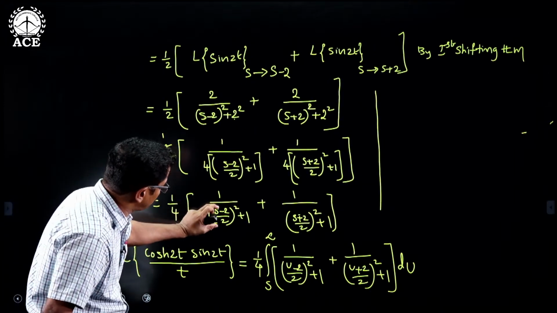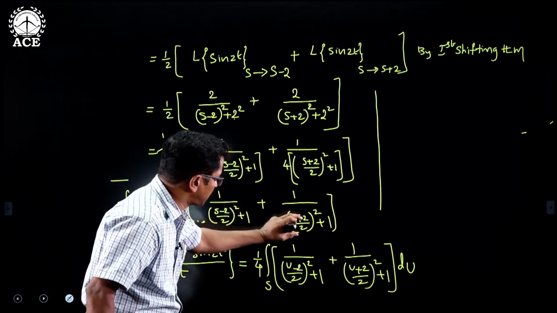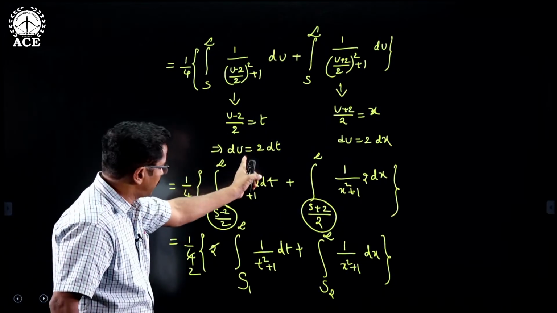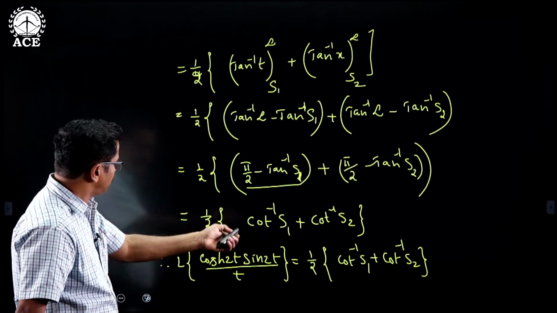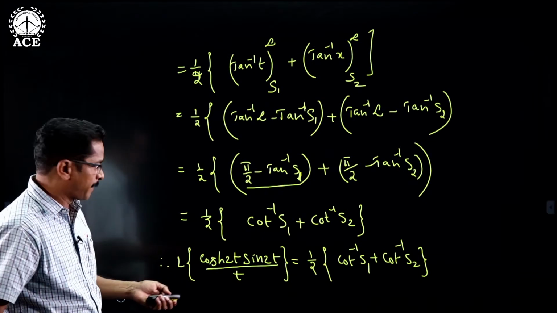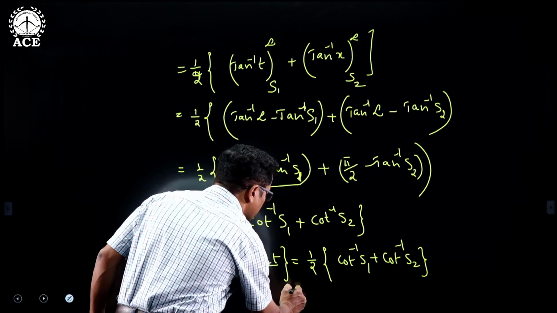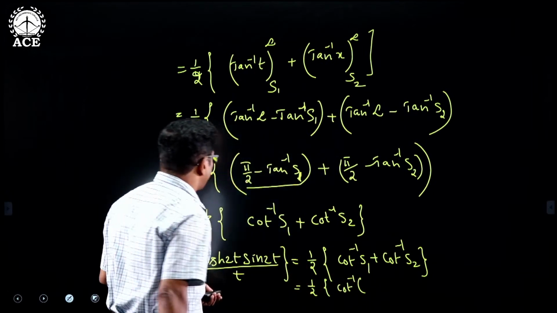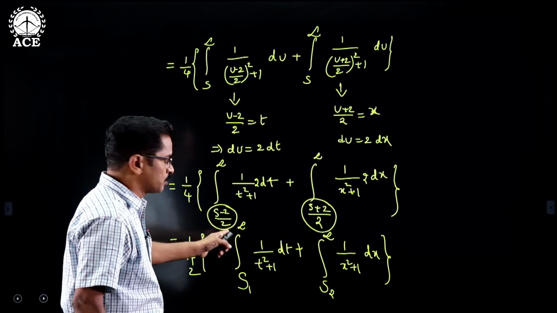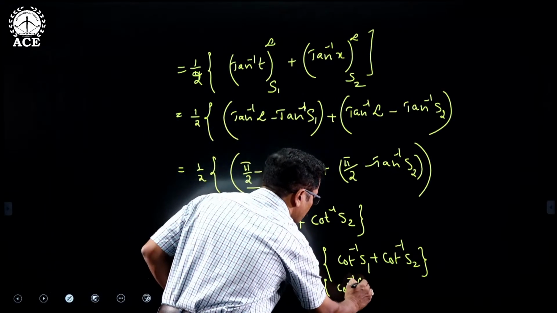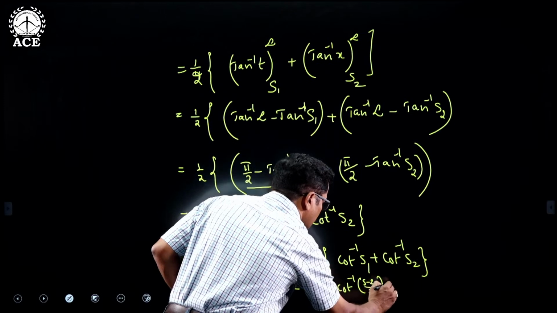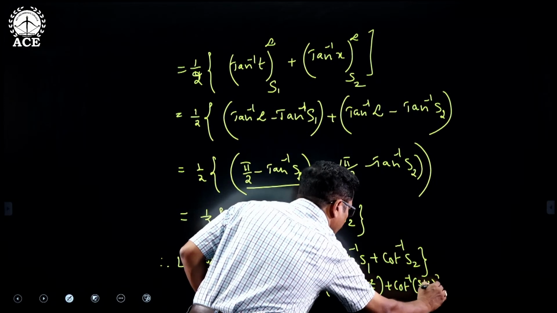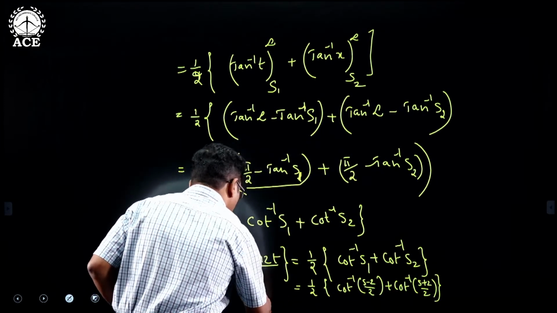Okay. So (s minus 2) by 2 is one form, (s plus 2) by 2 is another form. So I used a separate substitution, and I went for evaluating the Laplace transform. Okay, like this. So where s1 means, at last you can also write 1 by 2 (cot inverse s1 plus cot inverse s2). What is s1? I assumed this now, (s minus 2) by 2. That you can write at last, cot inverse of (s minus 2) by 2 plus cot inverse of (s plus 2) by 2. So this is the Laplace transform of that.